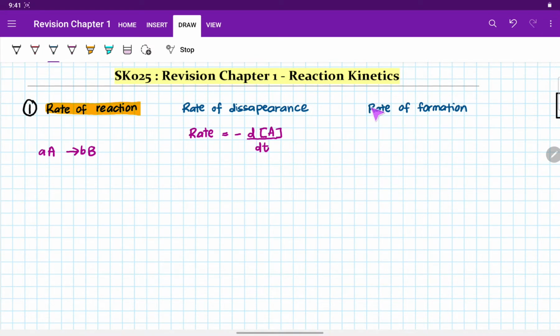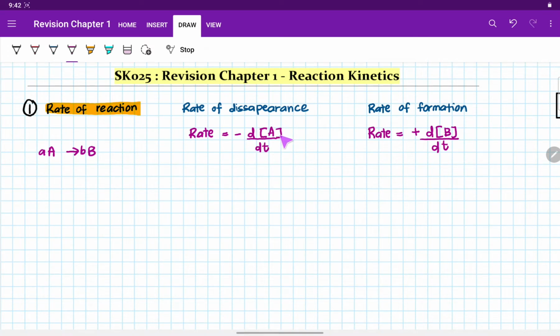Yang kedua, rate of formation. Okay, now kalau rate of disappearance tadi, yang itu adalah specifically untuk kita punya reactant dekat sini. Manakala untuk rate of formation, it is for our product. So kita akan tulis macam mana? Sama juga, mesti tulis perkataan rate. So rate equals to positive d concentration of B over dt. Okay, D over dt ni nak menunjukkan apa? It's actually showing you the change over time. Okay, change of B over time, change of A over time.